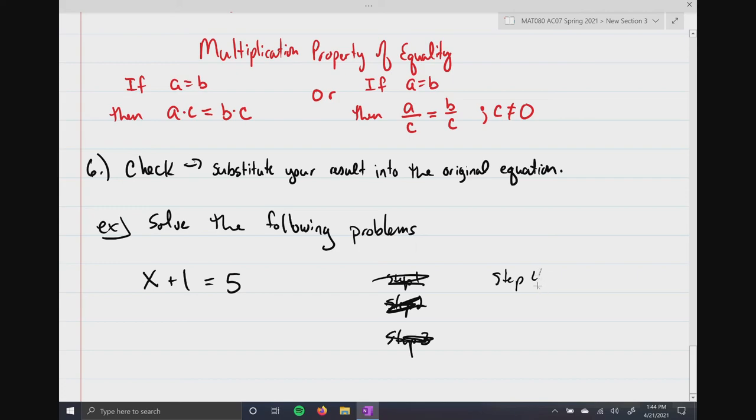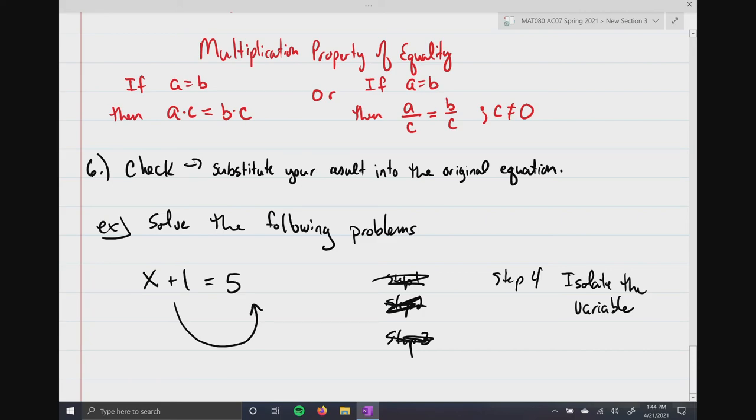Step four. I need to get the variable terms on one side, constant terms on the opposite side. And I use my addition property of equality to do that. Now, my goal in step four is to isolate the variable. So what I'm going to do is I'm going to look at the left-hand side because that's where the variable is. And I'm just going to read it, x plus one. So my goal here is to take the plus one from the left-hand side of the equation, and I want to move it to the right-hand side.